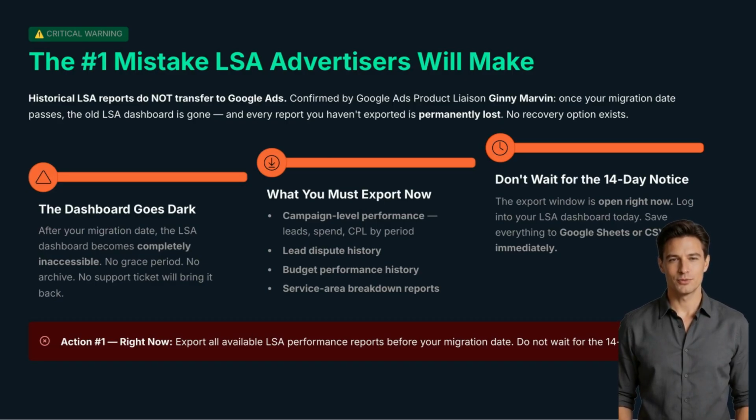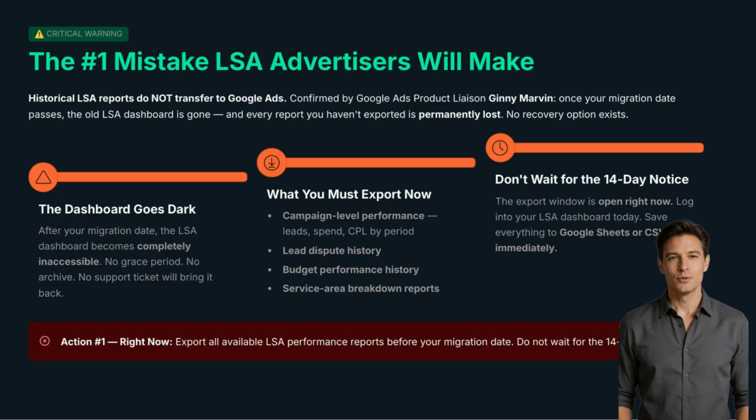The practical problem this creates. When your new PMax pay-per-lead campaign is running and your cost per lead looks different from what you expected, you'll want to compare against your historical baseline. If you didn't export that baseline before your migration date, you have no comparison point. The secondary problem. Setting a realistic target CPA in the new system requires knowing what your actual historical cost per lead was. If you don't have that data, you're guessing at a number that directly controls your campaign's bidding behavior.